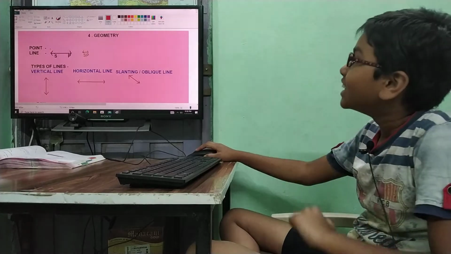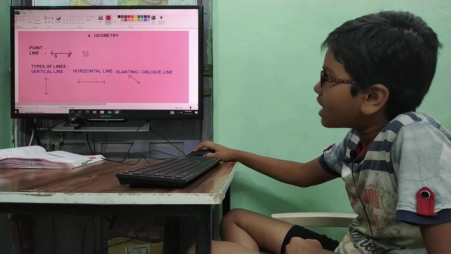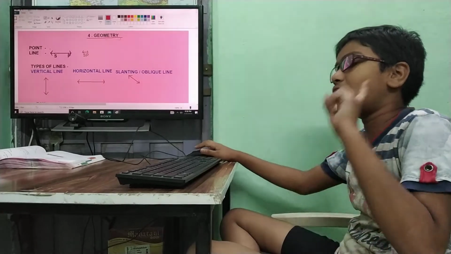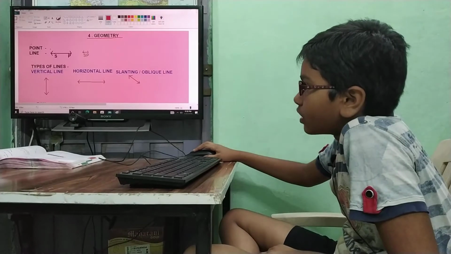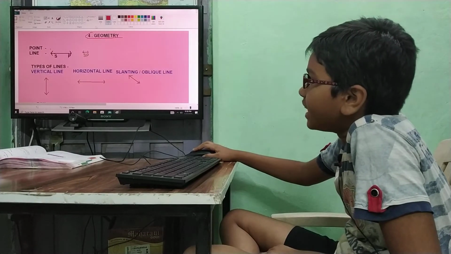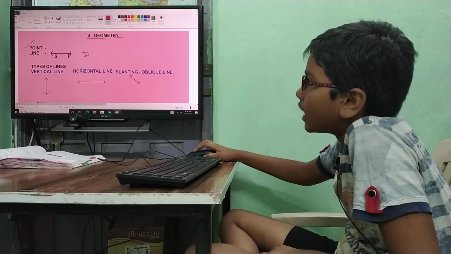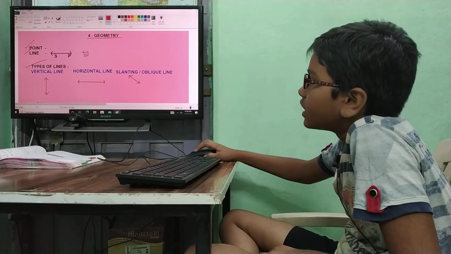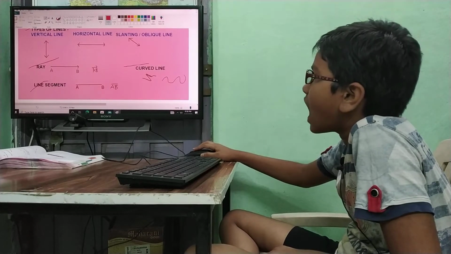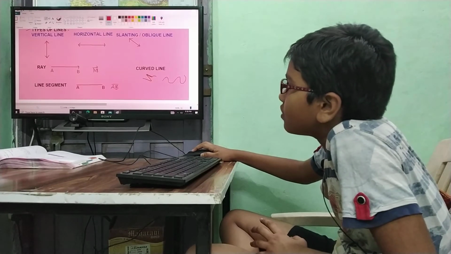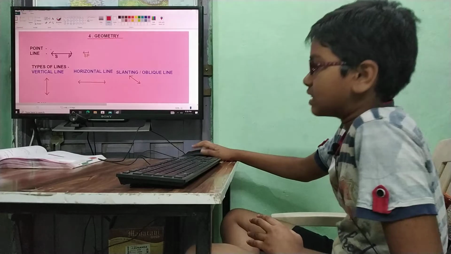Sounds cool. So what is geometry that we will understand? From our semester textbook, it is the fourth lesson. In the fourth geometry lesson, we will learn about point, line, types of lines, ray, line segment, and curved line. This much we will cover, and in today's video we will also cover the exercise.